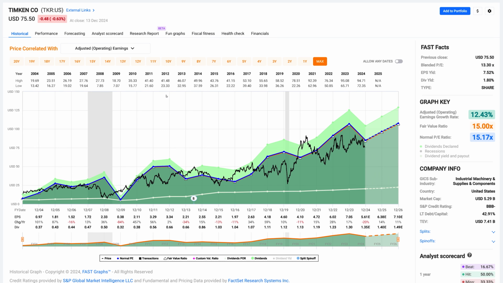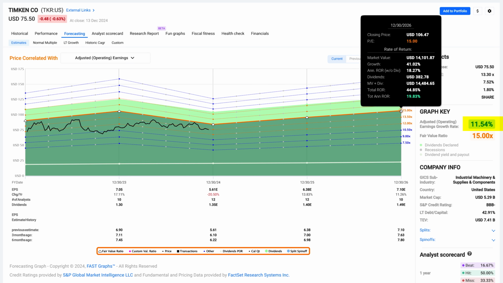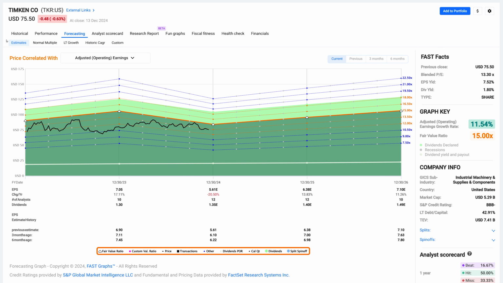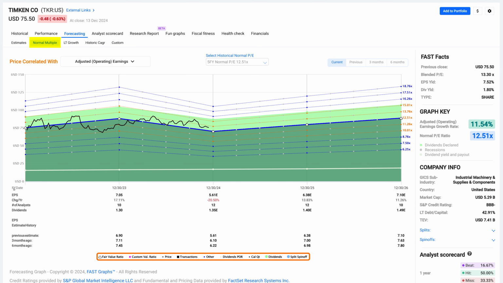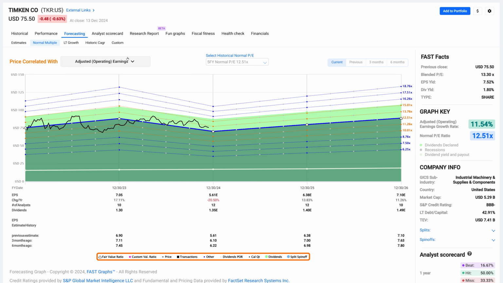The next one here would be Timken. Timken is quasi-cyclical, I like to call it, or cyclical, for those of you who are more skeptical. But the stock does look undervalued today. Forecasting-wise, we're expecting 11.5% growth going forward. That would indicate a 15 multiple would be fair value. But the normal multiple the market has been applying has only been about 12.5, but that would still make it a 10% annualized rate of return.